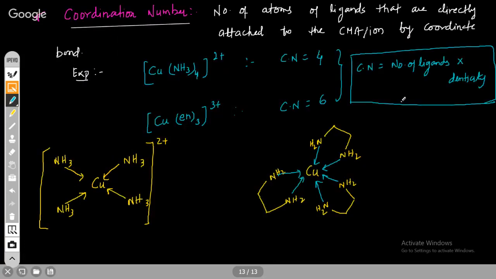Okay, is it clear? So we use this formula, coordination number into denticity. Denticity of what? Denticity of the ligand in the complex. Okay, that is the exact formula we have.